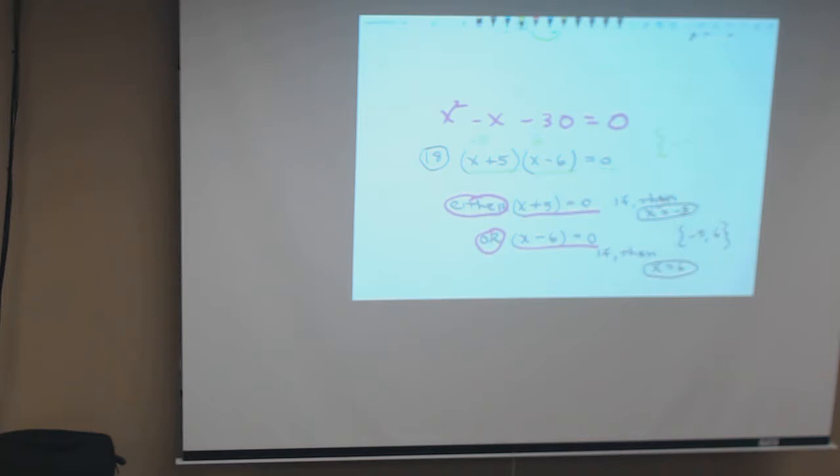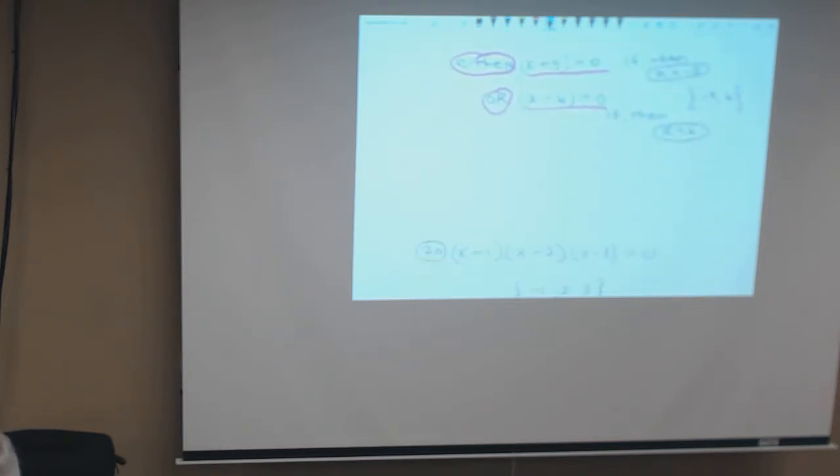Negative 5 and 6. Everybody follow what's going on? And probably green doesn't show up very well. Negative 5 and 6. Negative 5, comma 6. I think someone told me one time online. Number 20 is 3 of them.